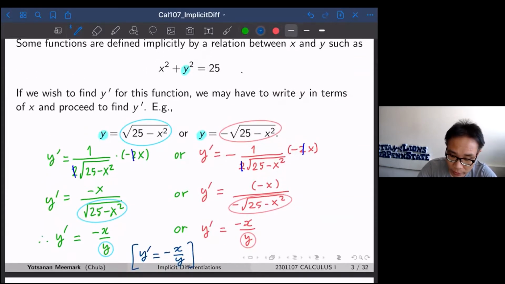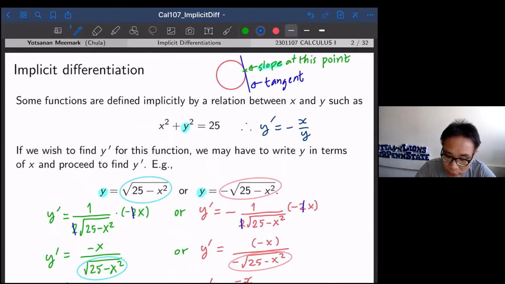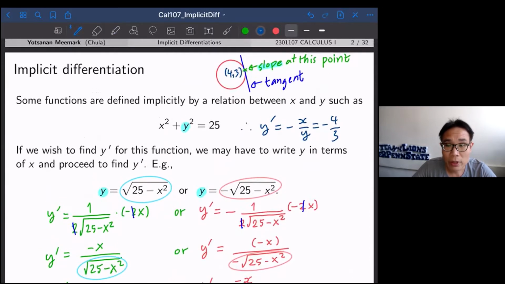So you have, in this case, y prime equal to negative x over y, and you may plug in x and y at the given point. So here, if this point turns out to be 4, 3, let's say it's 4, 3, so x equal to 4, y equal to 3. So the slope is equal to negative 4 thirds. Okay, so this one will be how we differentiate this circle.